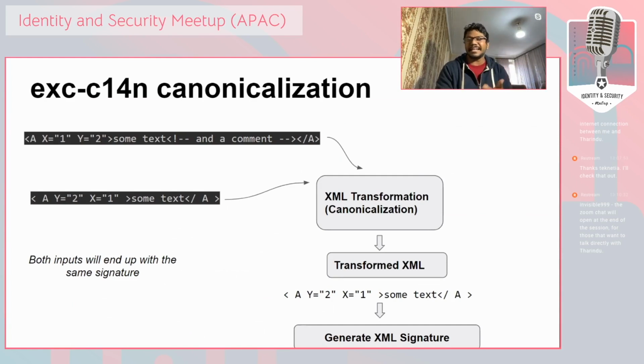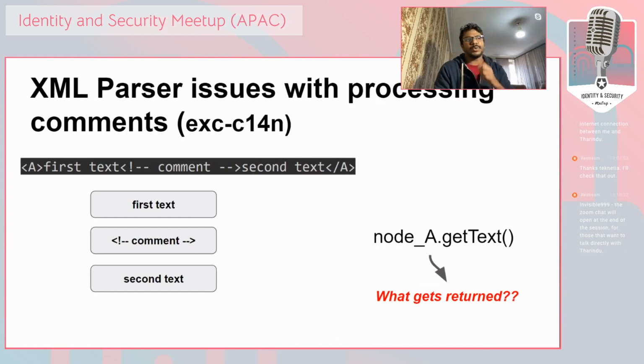So now what is the danger here? Let's take a look. There is an issue in this approach actually, because the issue is with the XML parsing. When you have an XML element like this, node A has some text, then a comment in between, then another text, right? Basically, you are using an XML parser like a DOM parser, SAX parser, or something like that. You might be calling a function like node.getText on a particular node.